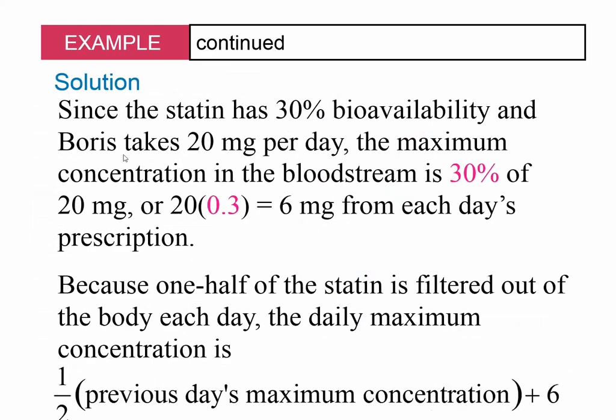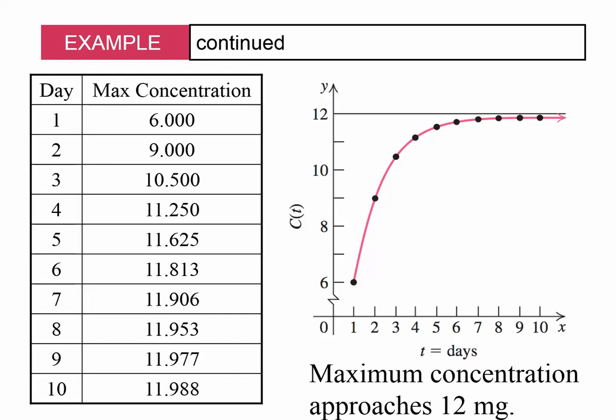So Boris, according to the example, takes 20 milligrams per day. The question is, what's the maximum amount that he can have in his bloodstream? This is kind of interesting, for those of you going into the medical field. Check this graph out. Per day, because of the bioavailability issue, he's going to take the first day.